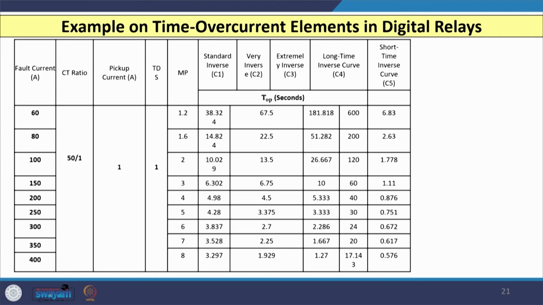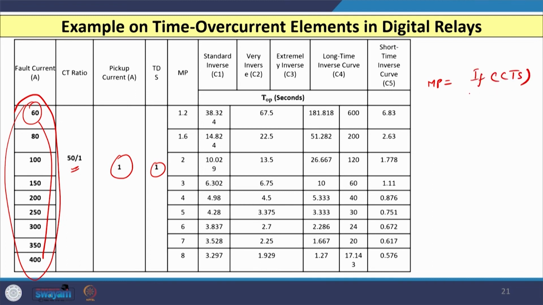So, in this example I have considered different values of fault currents in ampere, starting from 60 to 400 ampere. I have considered the CT ratio as 50 by 1, the pickup current as 1, and the TDS value is also taken as 1. So, the first thing is I wish to calculate the value of MP. MP is nothing but my fault current referred to CT secondary divided by the pickup current.